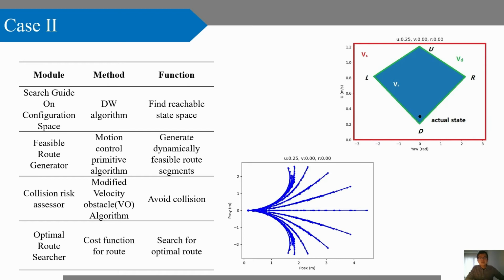This table here shows the main scheme of the reactive planning algorithm. We use the dynamic window algorithm to find reachable state space, as the upper picture shows. And the motion control primitive algorithm is used to generate dynamically feasible route segments. An intention-based velocity obstacle algorithm is deployed to avoid collision. Finally, a cost function is set up to make sure the chosen route is safe and meets the requirements of the international regulations for preventing collisions at sea, which is known as COLREGs.